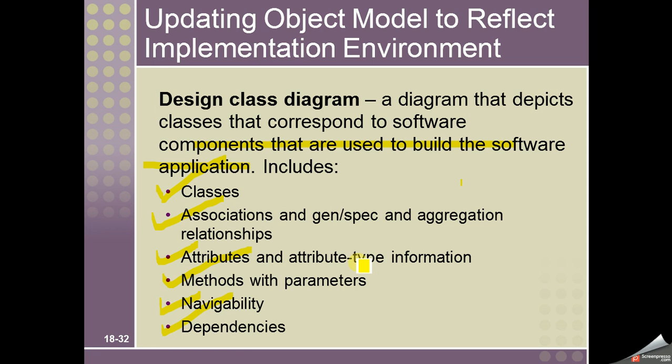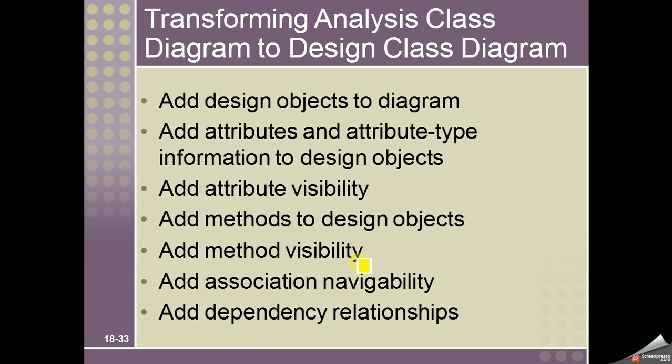So this is a detailed process for transforming the analysis class diagram to design class diagram. So we add design objects to the diagram, we add attribute and attribute types, all the attributes, and whether they are integer, float, character, string, or whatever. Add attribute visibility, okay, whether they are public, private, or protected. Add methods to the design objects and add method visibility, this is new thing, whether they are public, private, or protected. Add association navigability and the dependency relationship between the classes.